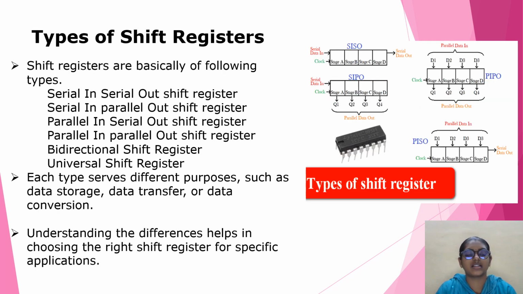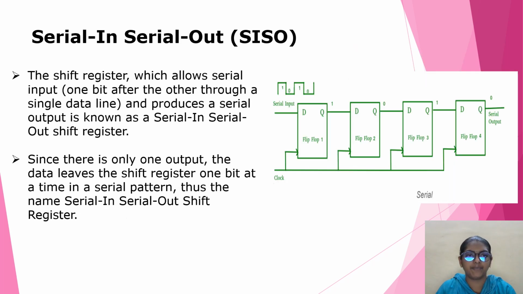Types of shift registers. Shift registers are basically of following types: serial in, serial out, serial in, parallel out, parallel in, serial out, parallel in, parallel out, bidirectional, and universal shift registers. Each type serves different purposes such as data storage, data transfer, or data conversion. Understanding the differences helps in choosing the right shift register for specific applications. Let's see the types one by one.